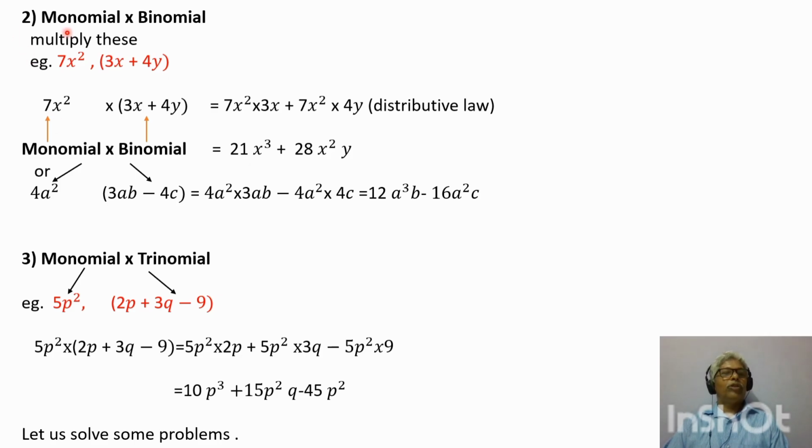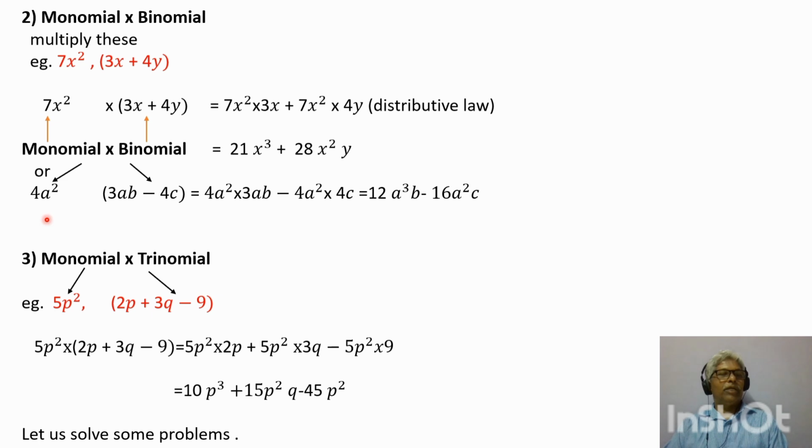Second one, monomial with binomial. Now multiply, this is a monomial, 7x square, 3x plus 4y is a binomial. We directly multiply this, 7x square into 3x plus 4y, that is equal to, this is a monomial, this is a binomial, multiply this with each term, 7x square into 3x plus 7x square into 4y. So now that is very simple now. 7 into 3 is 21 x cube plus 28 x square y.